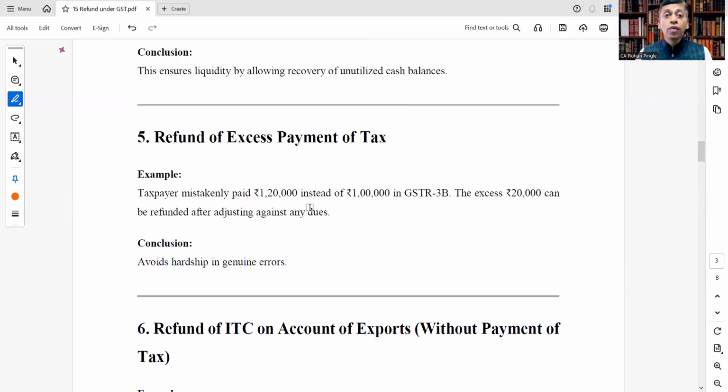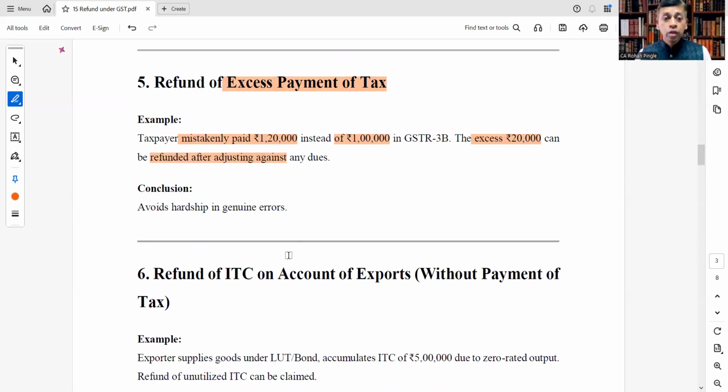Next, refund of excess payment of tax. For example, a taxpayer mistakenly paid rupees 1,20,000 instead of rupees 1 lakh in GSTR 3B. So the excess 20,000 can be refunded after adjusting against any dues. So the conclusion is that it avoids hardship in genuine errors.